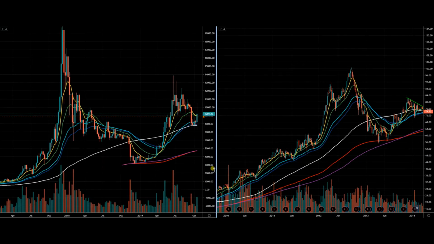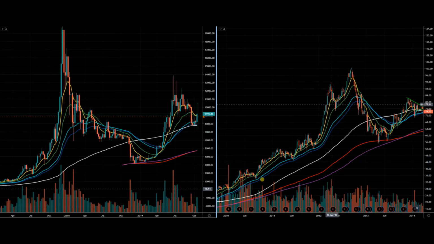So what does Bitcoin need to do to turn parabolic again, to get another move like this and push us up to all-time highs? So what does it need to do? Now this is a weekly chart of Bitcoin, and I've compared it over here to another chart. It is a stock. I will let you know what it is very shortly.